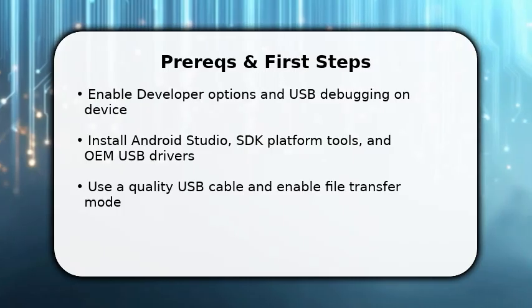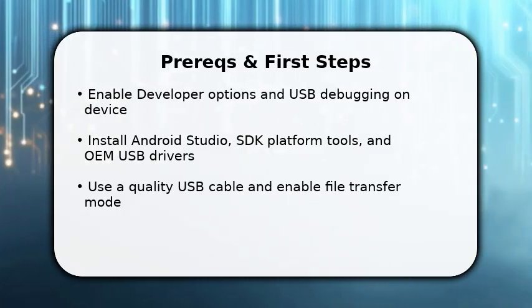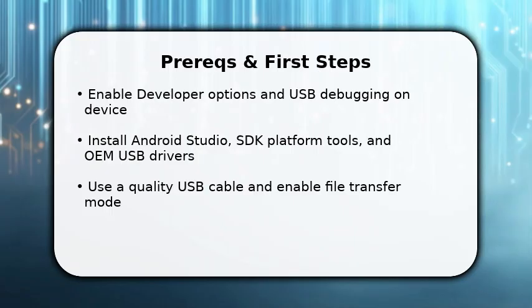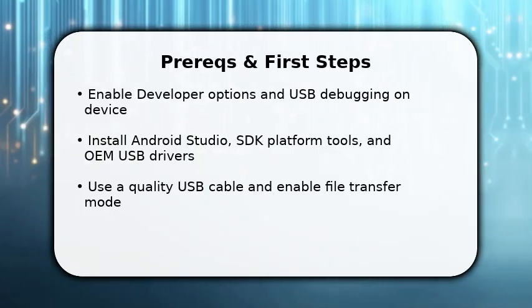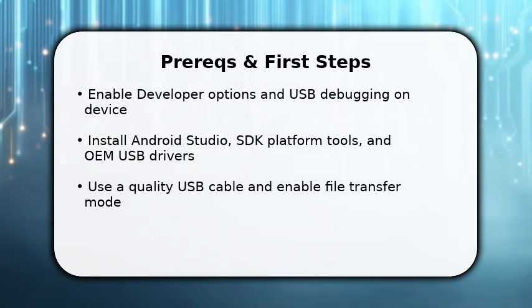You start by preparing both the phone and development machine. Enable developer options, then toggle USB debugging so Android Studio can communicate. This grants ADB access.